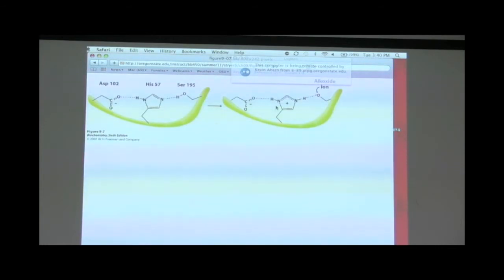Let's take a look now at the mechanism. It's a several-step mechanism. I'm going to give you some detail, and then I'm going to come back and summarize it for you. All right. Here's the overall mechanism.